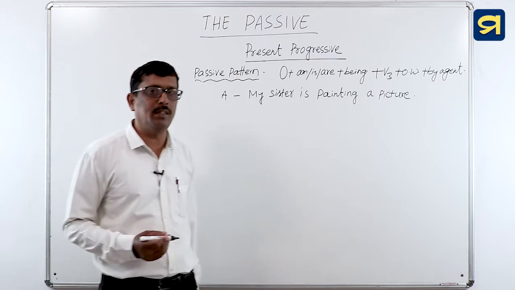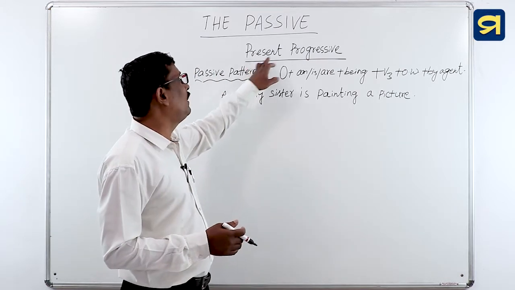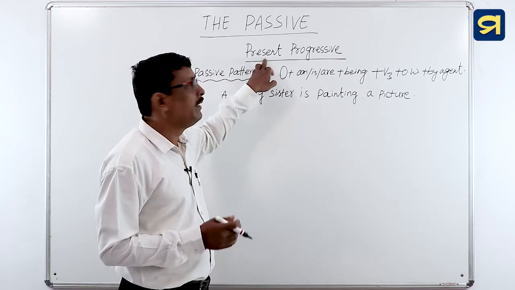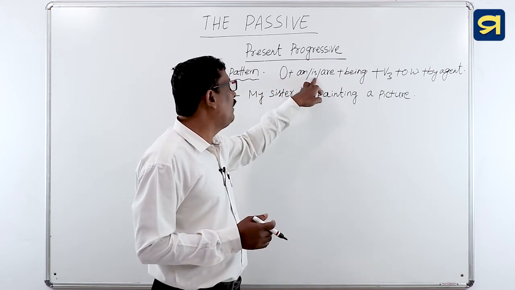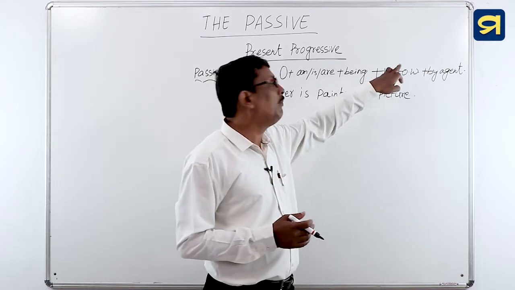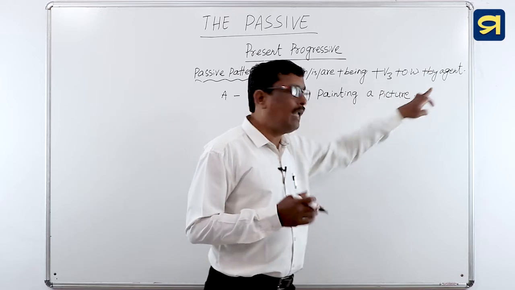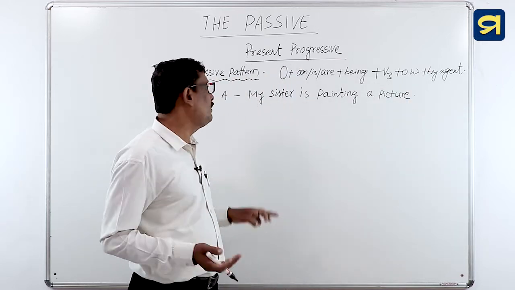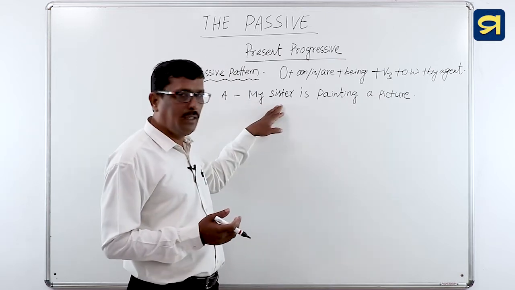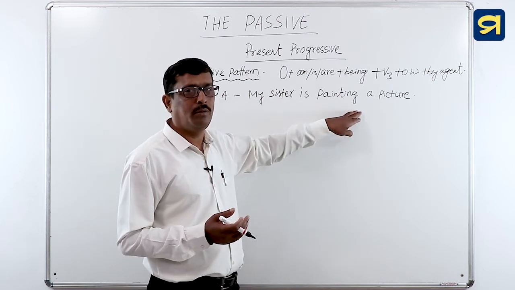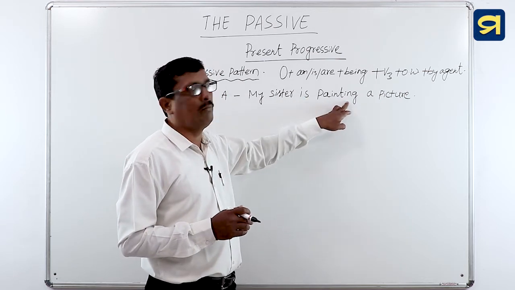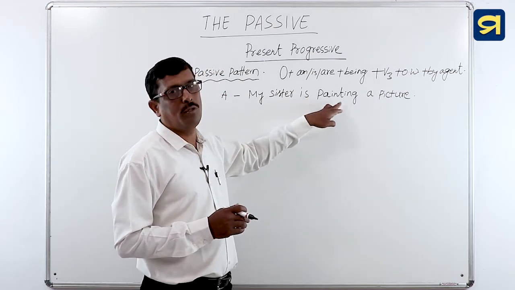Let us learn how to change from active voice to passive voice in present progressive tense. And you see the passive pattern of present progressive tense. Here object followed by am, is, are, then followed by being, then V3 followed by other words, then by agent. Now we will learn how to change its voice for this sentence. My sister is painting a picture. You see, this sentence belongs to present progressive. Why? Very good, because it is followed by is and is followed by ing form with the verb. So it is in the present progressive tense.